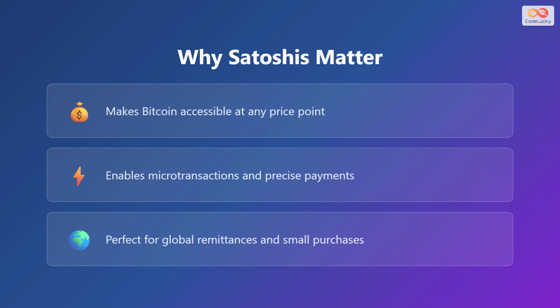Why do Satoshis matter? First, they make Bitcoin accessible at any price point. Even if 1 Bitcoin costs tens of thousands of dollars, anyone can start with just a few Satoshis. Second, Satoshis enable microtransactions and precise payments. You can send exactly the amount needed, down to the smallest fraction. Third, they're perfect for global remittances and small purchases, making Bitcoin practical for everyday use around the world.